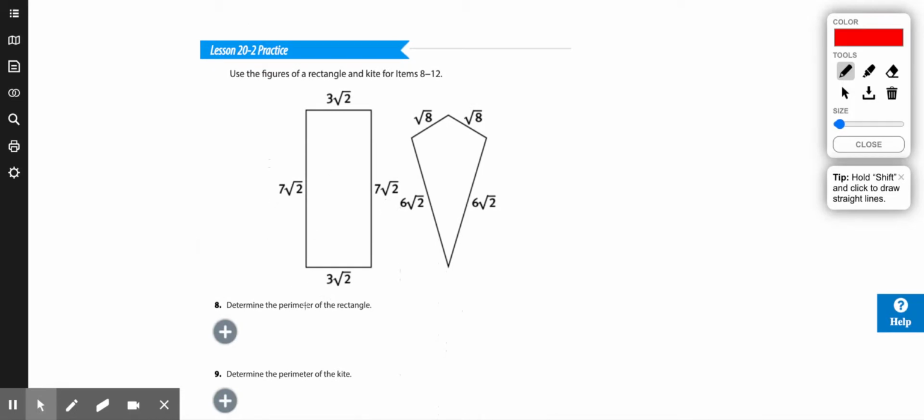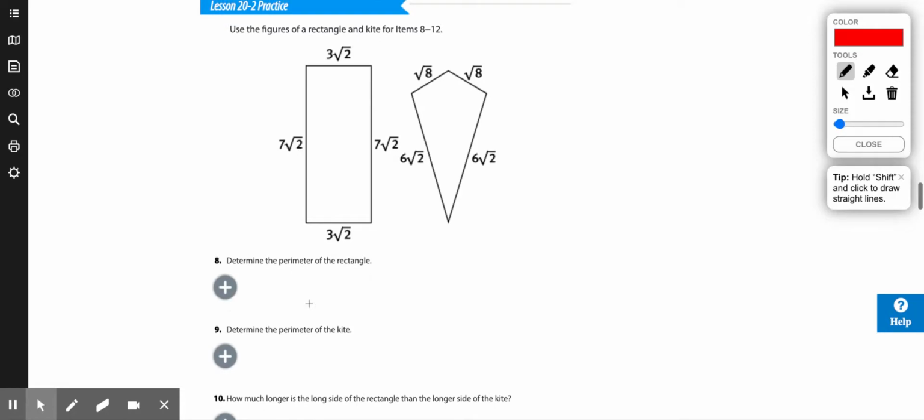Just remember, on perimeter, you're adding up all of the sides, so you would add up the same terms, like terms. So the perimeter of this rectangle, well, that would be 3 square roots of 2 and 3 square roots of 2 and 7 square roots of 2 and 7 square roots of 2. That's 14 square roots of 2 plus 6 square roots of 2, which is 20 square roots of 2.